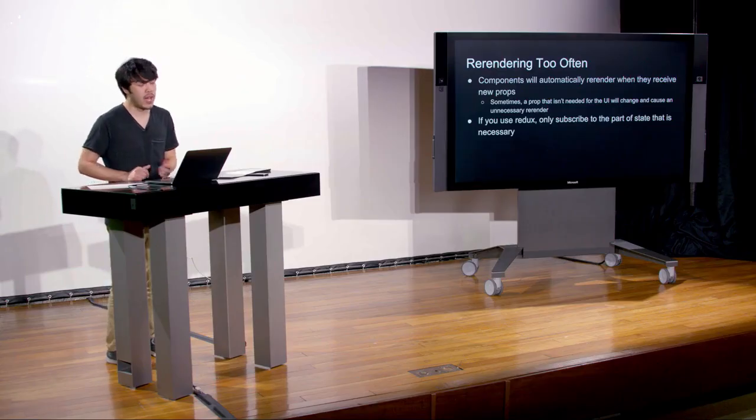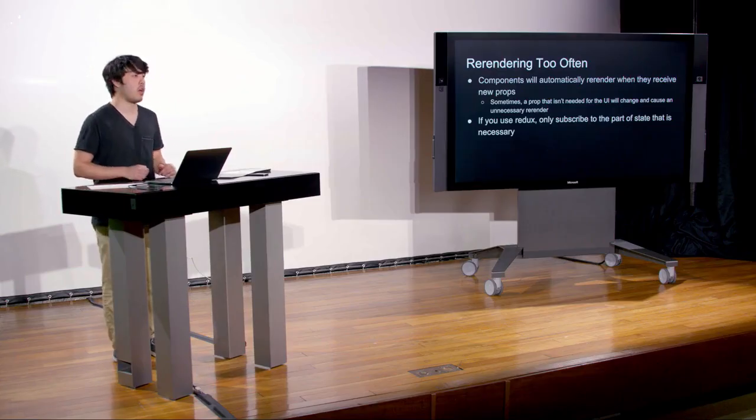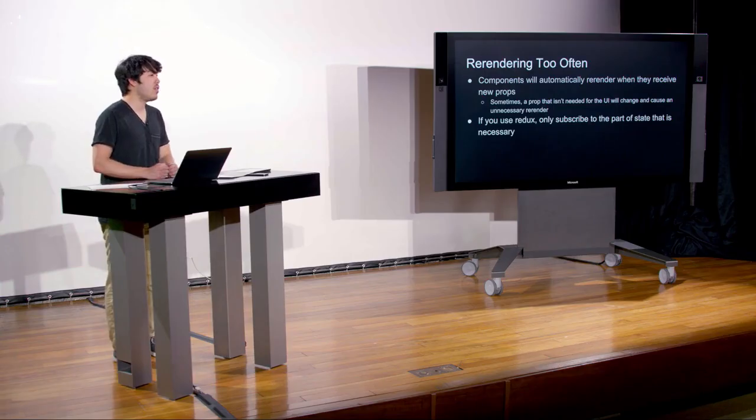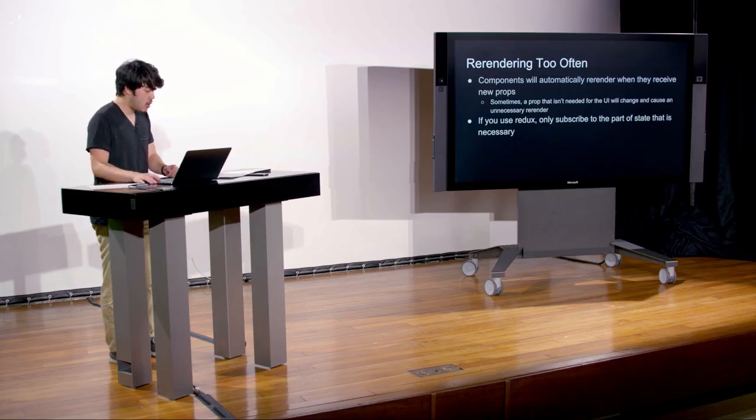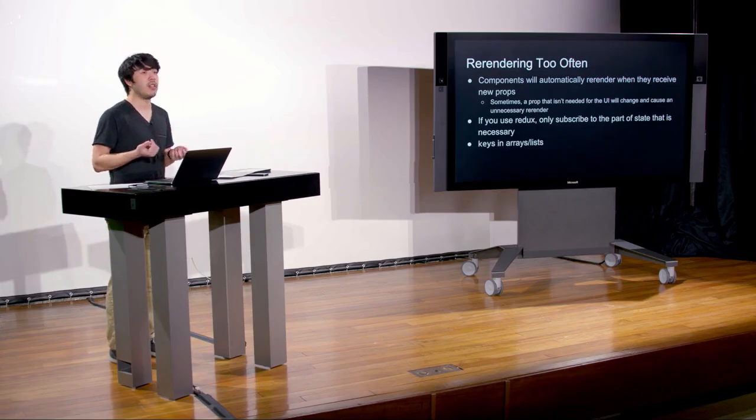And so how do we actually go about fixing that? Well, if we're using something like Redux, we only need to subscribe to the part of the state that we actually care about. And so in our map state to props function, no need to subscribe to some props that aren't necessary for the app. So that one's a pretty easy optimization. Another thing is using keys in arrays or lists.